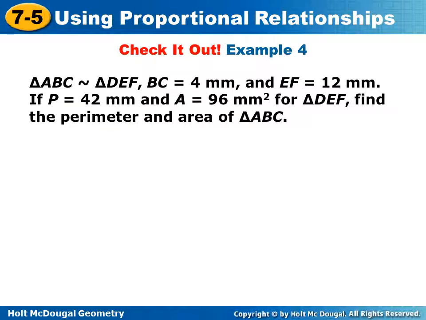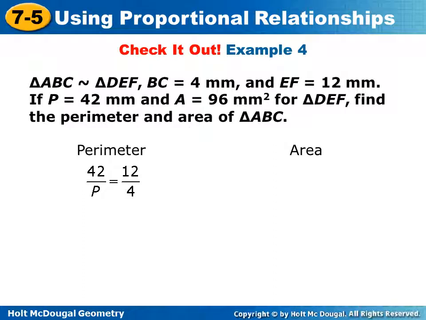Triangle ABC is similar to triangle DEF. BC is 4 millimeters and EF is 12 millimeters. If the perimeter is 42 millimeters and the area is 96 millimeters squared for triangle DEF, find the perimeter and area of triangle ABC.